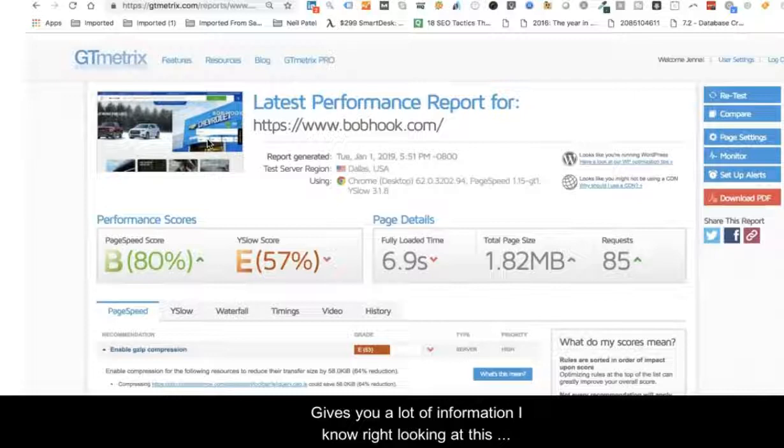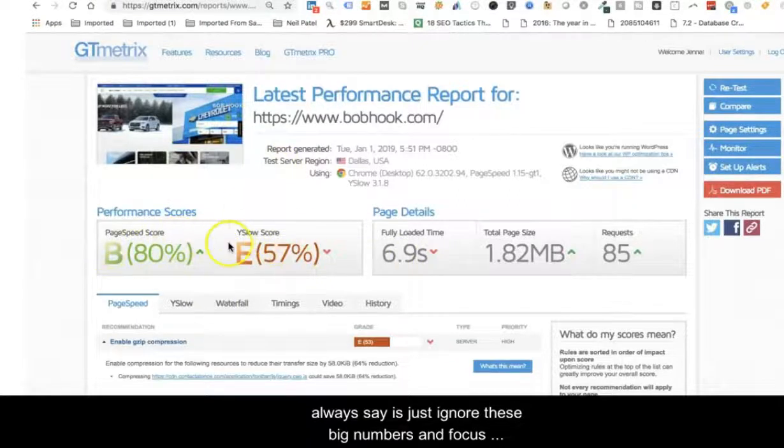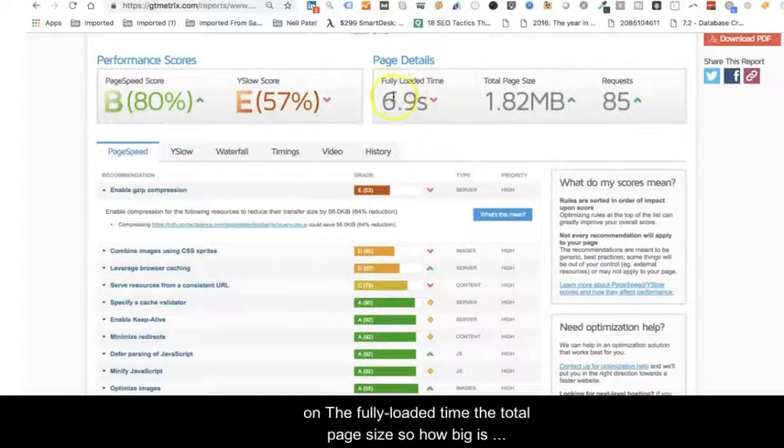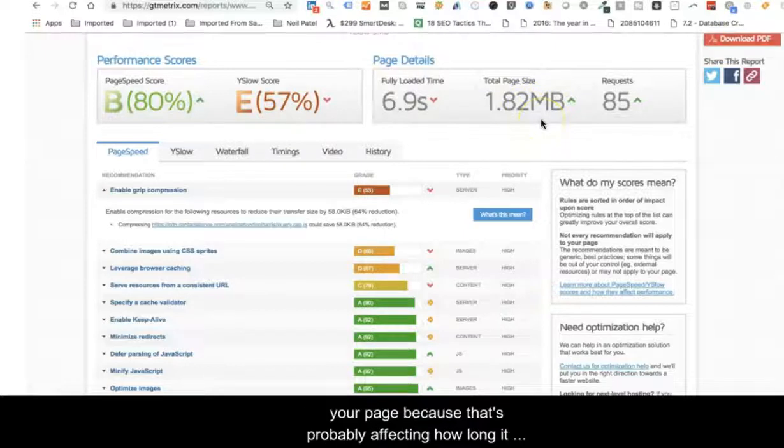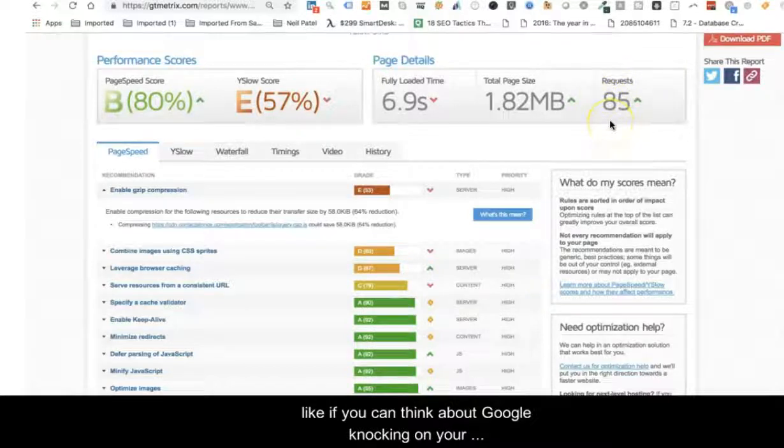I know, right, looking at this, you're probably like, what am I looking at? So really what I always say is just ignore these big numbers and focus on the fully loaded time, the total page size, so how big is your page, because that's probably affecting how long it takes for it to come up. And then requests. Requests is almost like, if you can think about Google knocking on your website saying, hey, help me show this image. Hey, what is this? How many knocks does it take to get your page to fully load?